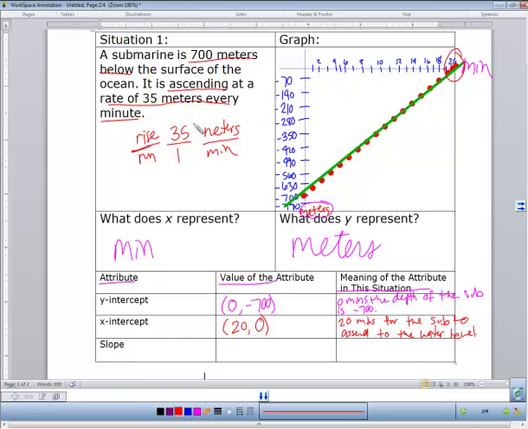My slope. Well, we talked about that earlier, where it was 35 meters for every 1 minute. So my slope is 35. And the meaning of this is for every minute, the submarine ascends 35 meters, or it gets 35 meters closer to the surface. You can write either one of those down.